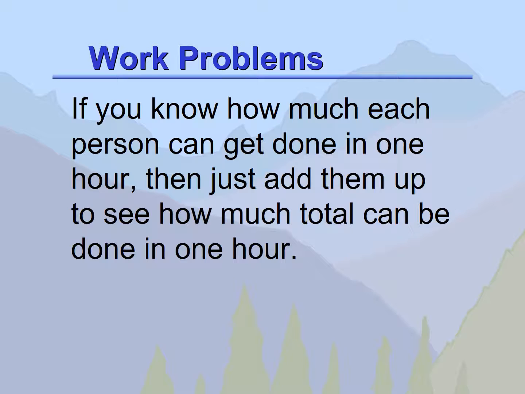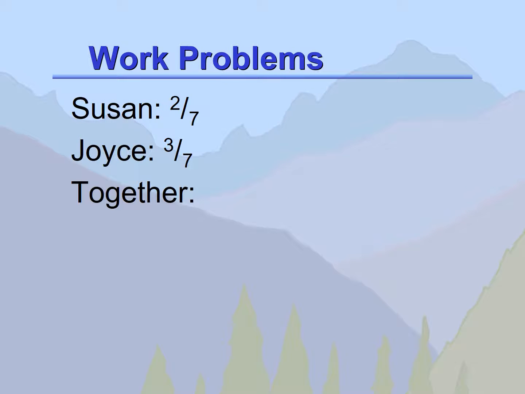Okay, so if you know how much each person can get done in 1 hour, then just add them up to see how much total they can get done in 1 hour. Questions like that are your friend because that's super simple. You just add the work that they individually do and put them together, and that's how much they get done together. For example, let's say Susan gets 2/7 of the job and Joyce can do 3/7 of the job, both in 1 hour. You would add those together and that would be 5/7. So they would get 5/7 of the job done in 1 hour.